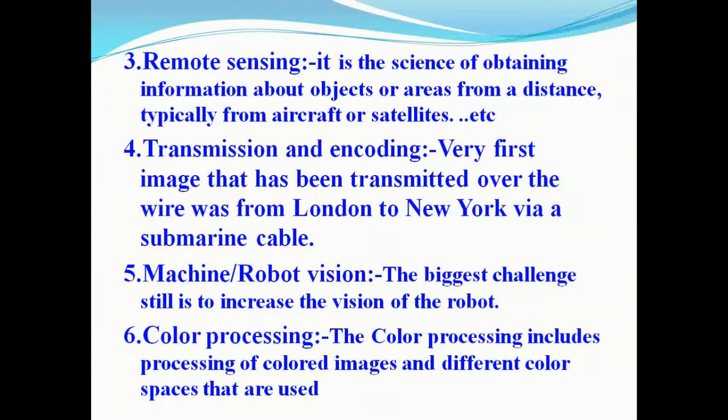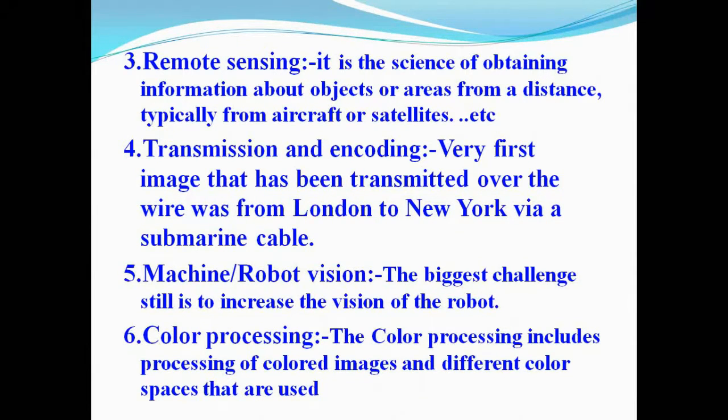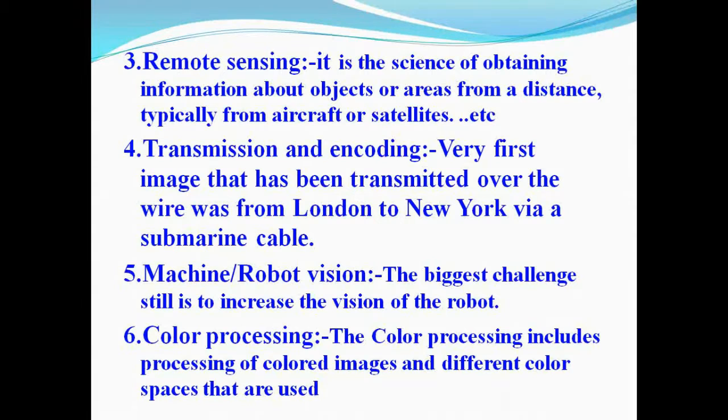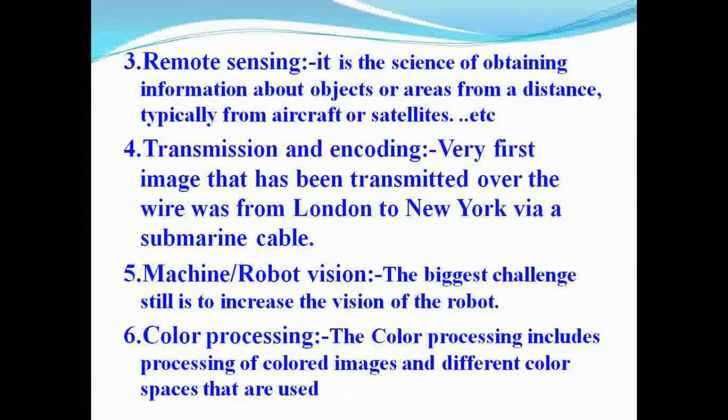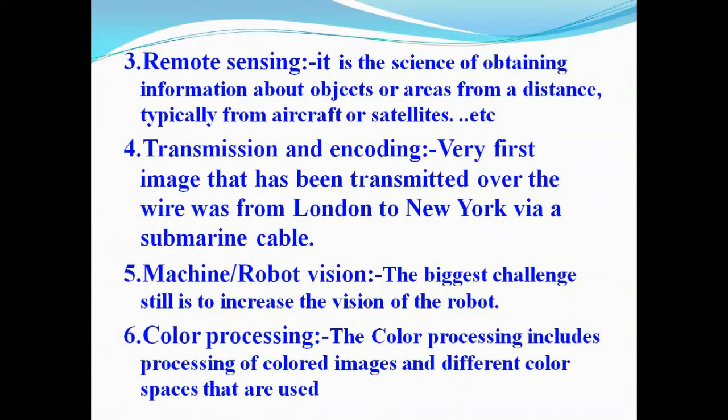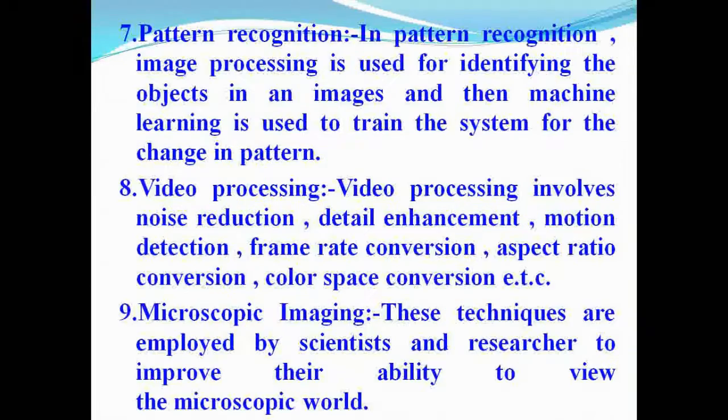Your images may have different types of colors, maybe grayscale. You may need different types of colors. Color processing includes processing of colored images and the different color spaces that are used, like grayscale to color image, or a color image to a better colored image, with sharper colors. This type of thing is also used in digital image processing.